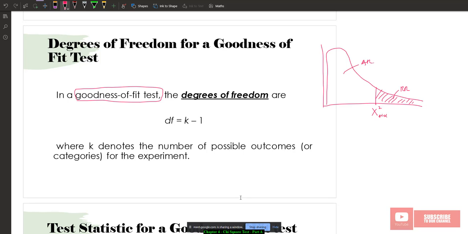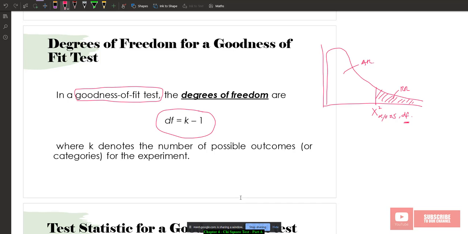For example, this is alpha. Let's say chi-squared alpha 0.05. Alpha 0.05. And then we should have a degree of freedom here, right? So that's why, if you still remember, in a chi-square distribution, we have a degree of freedom. For the chi-square distribution, our goodness of fit test degree of freedom is k minus 1.